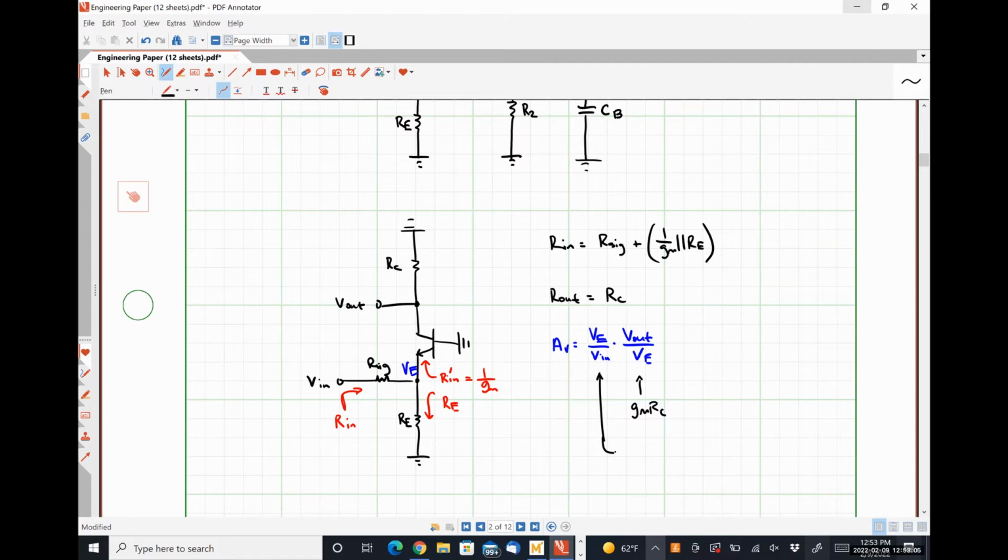How did we do it literally the last example? We looked at our input resistance, and it's the part of the input resistance that the drop occurs over divided by the input resistance, right? So it's just going to be this guy divided by this guy.